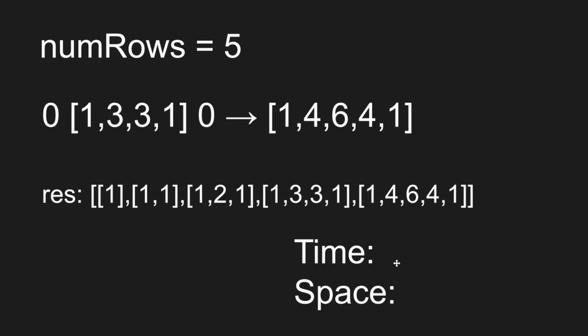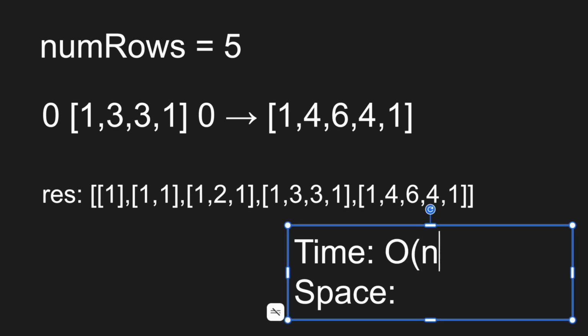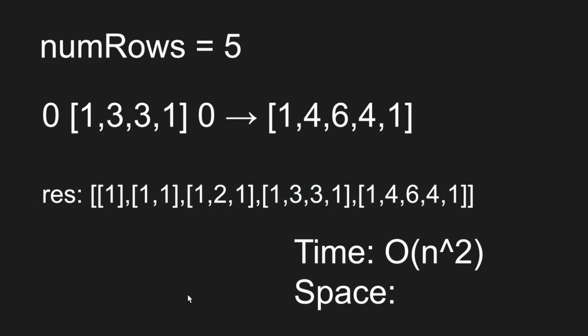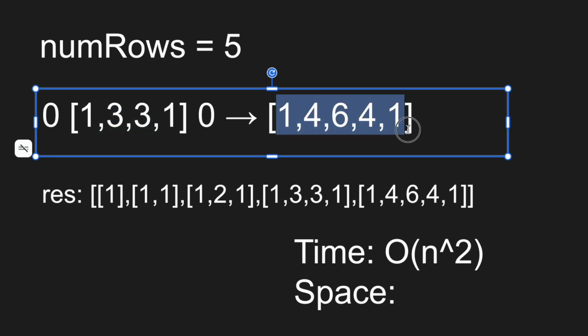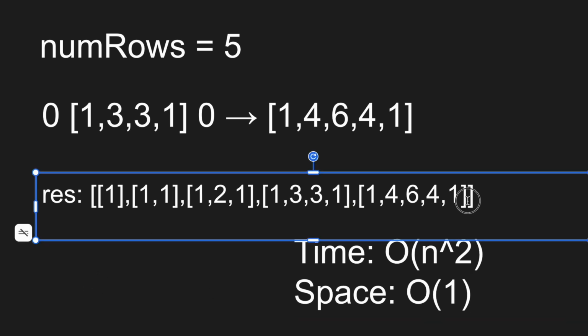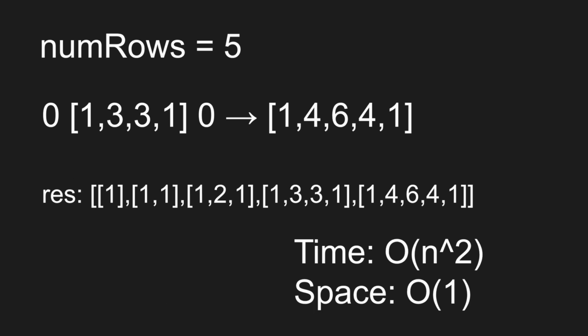So the time complexity would be O of n squared, where n is the value in num-rows, because we will add an array n times. And when we are adding the elements in each array, it can also take up to n elements. So it will take up to n times, so that's why it's n squared. And the space complexity would be O of 1 because we are not using any extra space. This doesn't count as extra space because we are returning it. So now let's get to the coding part.